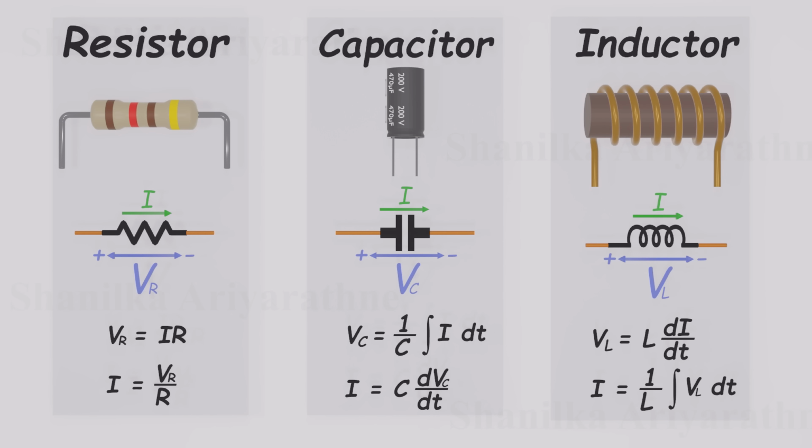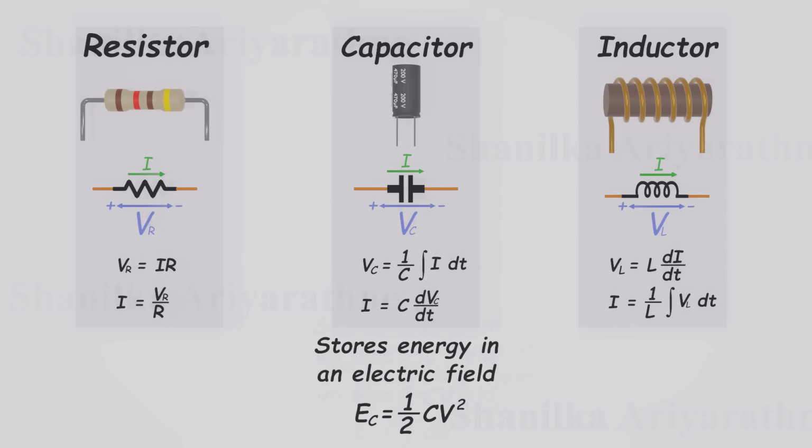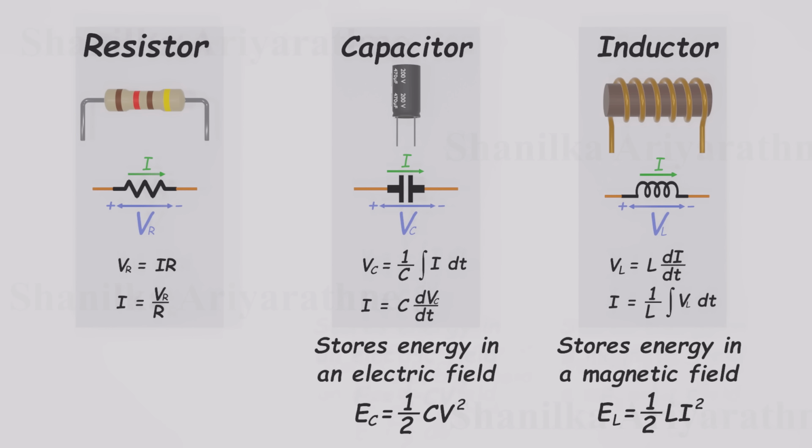Now, here's something special about capacitors and inductors. Both can store energy. A capacitor stores it in an electric field, while an inductor stores it in a magnetic field. These simple relationships explain all the weird and wonderful behavior we saw in those three circuits. So let's unpack what each one really means, one by one.